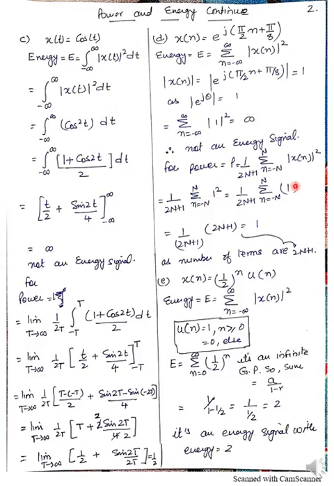So the number of terms is 2n plus 1. So this will cancel with each other and the answer will be 1, as the number of terms is 2n plus 1.